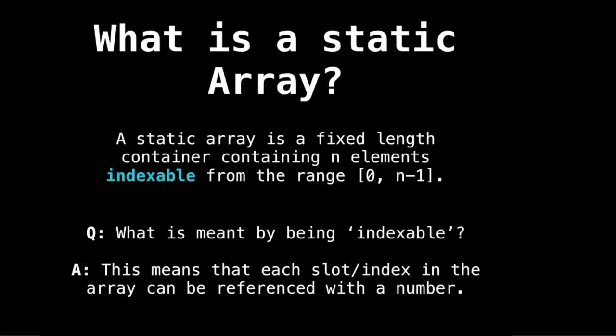Discussion and examples. So what is a static array? A static array is a fixed length container containing n elements which are indexable, usually on the range of 0 inclusive to n minus 1 also inclusive. A follow-up question is, well, what is meant by being indexable? The answer is, this means that each slot or index in the array can be referenced with a number.